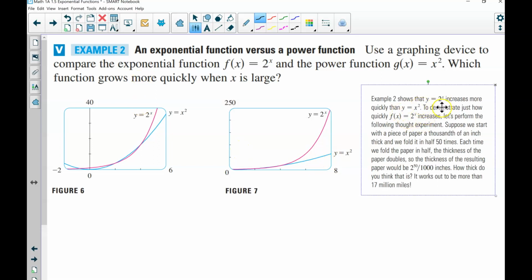Now, example 2 shows that y equals 2 to the x increases more quickly. To demonstrate just how quickly it increases, we perform the following thought experiment. Suppose we start with a piece of paper 1/1000th of an inch thick and we fold it in half 50 times. Each time we fold a paper in half, the thickness of the paper doubles. So the thickness of the resulting paper would be 2 to the 50th over 1,000 inches. How thick do you think that is? Well, it works out to be more than 17 million miles.